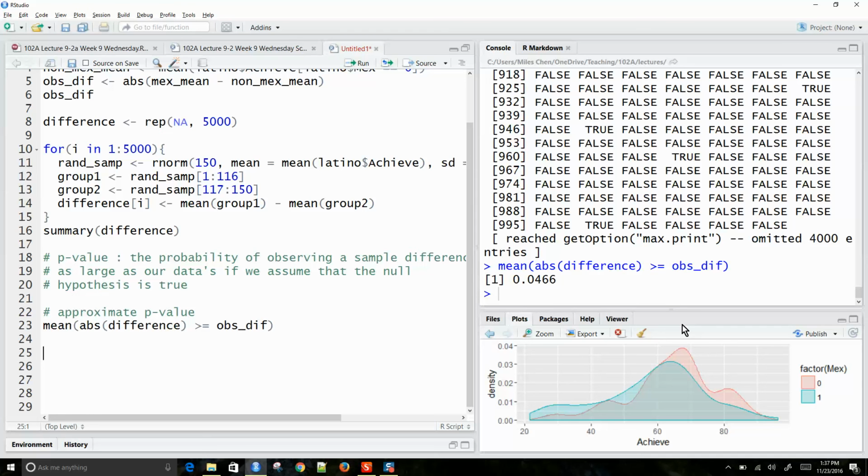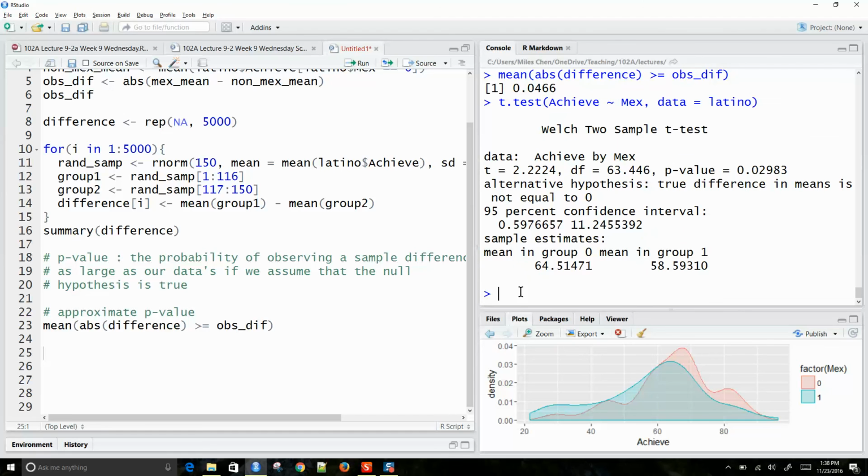And notice it is different from what we got when we did the t-test. The t-test put stronger assumptions on the distributions of our data and things of that nature, and so we're getting a slightly smaller p-value there. But this is what we're getting when we do parametric bootstrap. All right, is that all right? So that is parametric bootstrap.